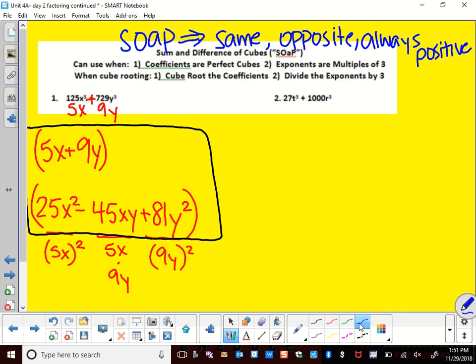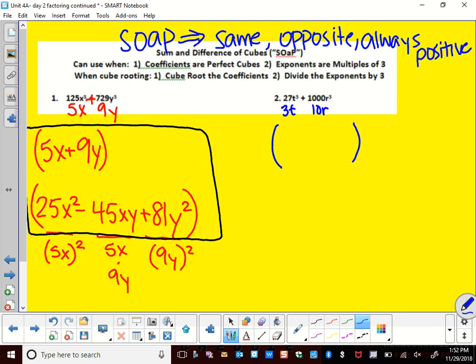27t to the third plus 1000 r cubed. I don't have a GCF, so I'm going to take the cube root of everything. The cube root of 27 is 3. The cube root of t cubed is just t. The cube root of 1000 is 10. And the cube root of r cubed is just r.